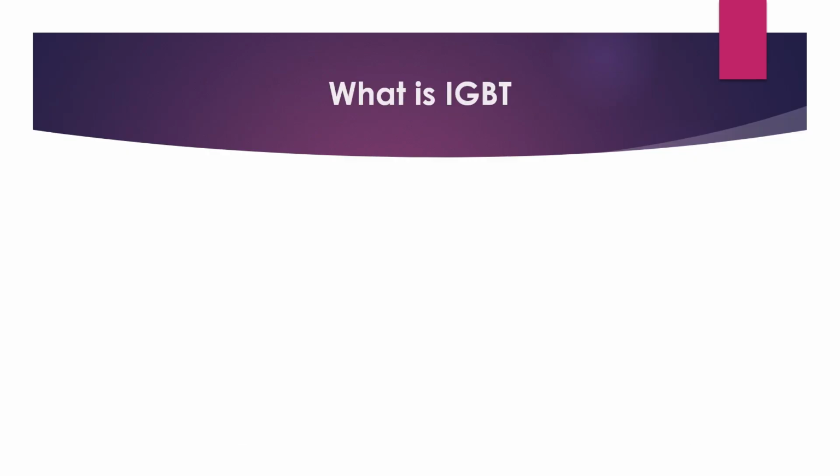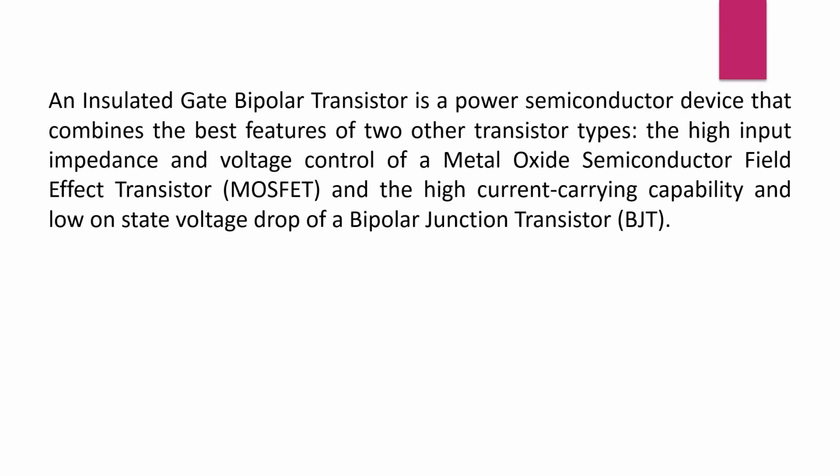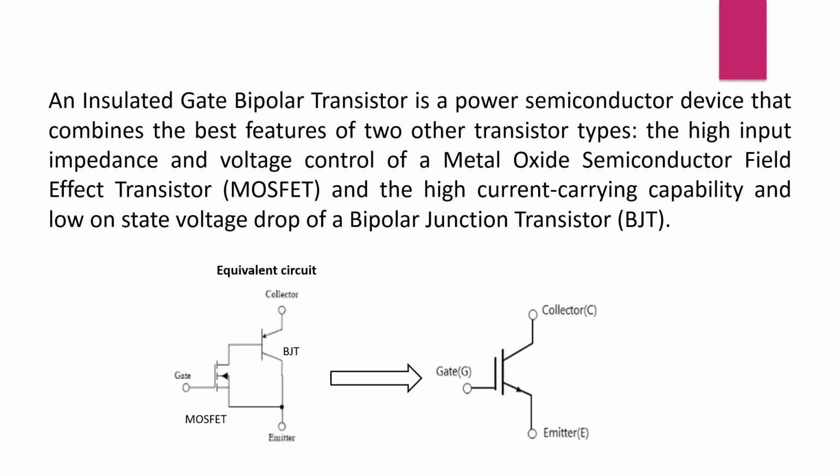What is an IGBT? IGBT means Insulated Gate Bipolar Transistor. An insulated gate bipolar transistor is a power semiconductor device that combines the features of two other transistor types: the high input impedance and voltage control of a metal oxide semiconductor field effect transistor, and the high current carrying capability and low on-state voltage drop of a bipolar junction transistor.